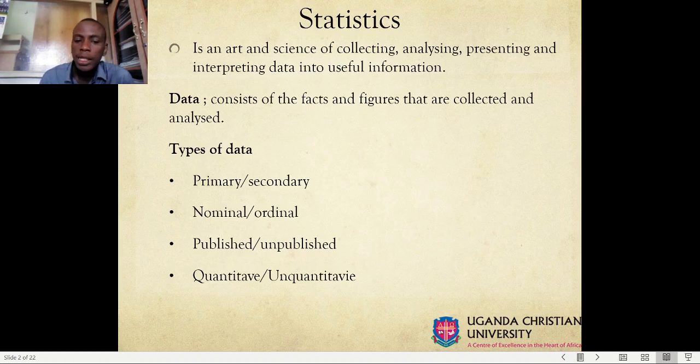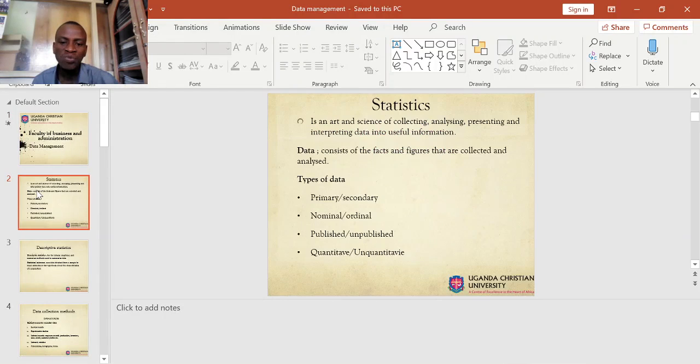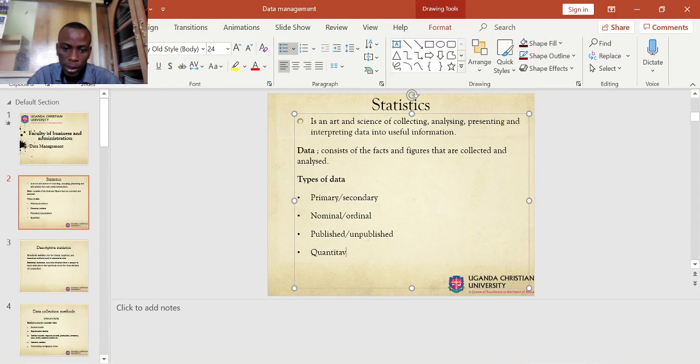Data can be categorized as primary or secondary. It can be nominal or ordinal, published or unpublished, quantitative or qualitative. Here we're talking about quantitative or qualitative.